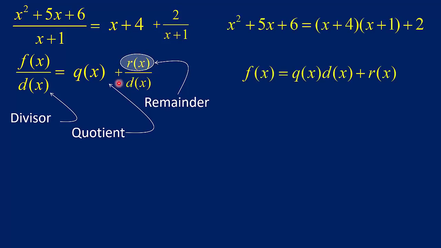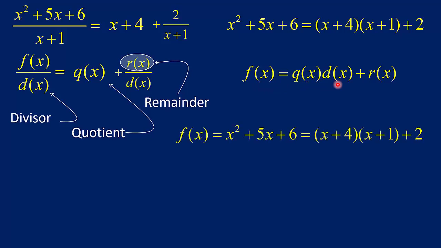Now, we could multiply through by the divisor, and notice what would happen. We would get f of x times d of x over d of x. The d of x cancels, and here's what we get. So this is one way we could represent what f of x is. And notice if there's no remainder, then f of x would have a factorization to just be q of x times d of x.